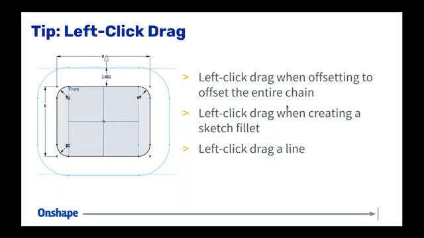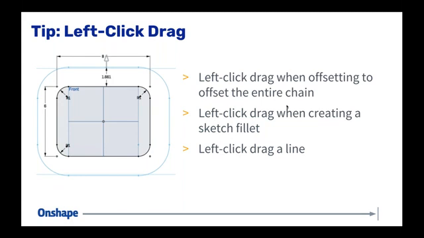All right, so left click drag. My first tip for you is a useful way to work with sketch geometry in a few different ways, actually. So one of the first tips that I would give you is when you're using the offset feature in the sketch toolbar, and you want to offset a series of lines and arcs or a chain of entities, so to speak, it's very easy to left click drag one piece of the chain of entities that you want to offset, and it will offset the entire thing.